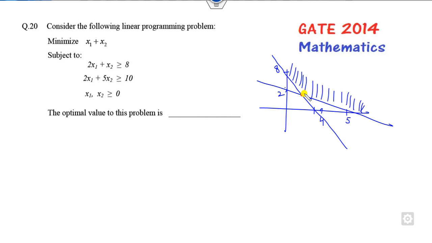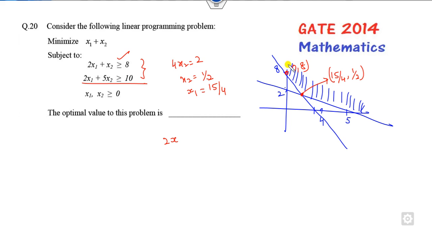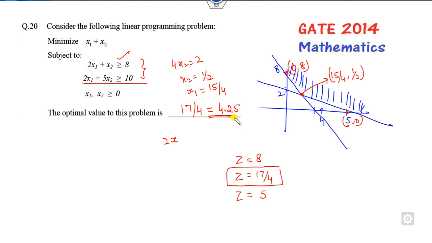So what is the corner point, how do you solve this one? You can clearly solve this by subtracting them. So 4x2 is 2, x2 will be half. Once x2 is half, you can substitute here, x1 will be 15 over 4. So this point is 15 over 4 and 1 by 2. This point is 0, 8, this point is 5, 0, and you need x1 plus x2. Corresponding to this it is 8, to this 17 by 4, to this 5. Clearly this is the minimum point. So 17 by 4, you can convert into 4.25, which is the right answer.